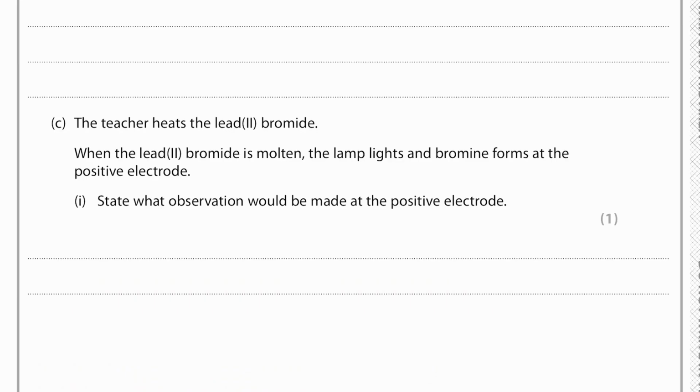1 mark. Sometimes we need to figure out the whole electrolysis process before we can answer this question. But luckily, in this case, we just have to pay attention to the sentence given earlier. It says here, bromine forms at the positive electrode. In other words, we just need to state what bromine literally looks like when it forms. And the answer to that is a brown gas. You could also state an orange gas. That's also okay. Done. Next!